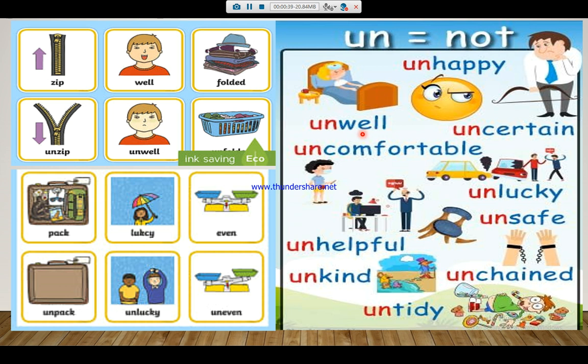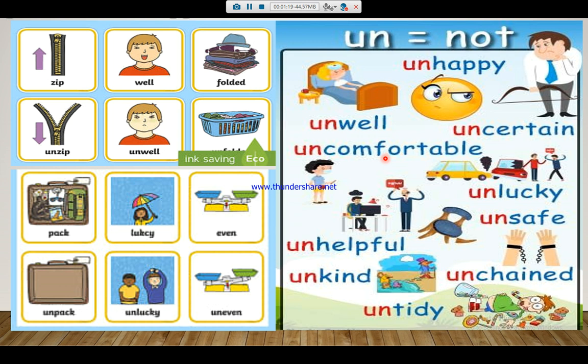And here the word well, okay. And we put the prefix un, which means not, it will be unwell. As you can see, the girl, she's unwell. And here we have the word certain. Certain, which means he's sure. And now let's put the prefix un, or the beginning un, which means not. So it will be uncertain, which means not certain, not sure.